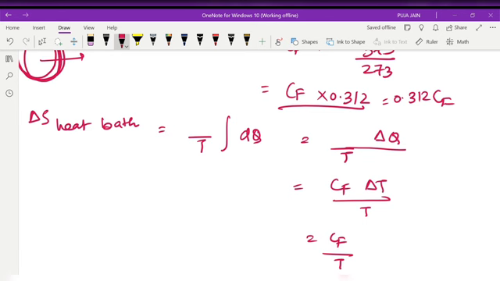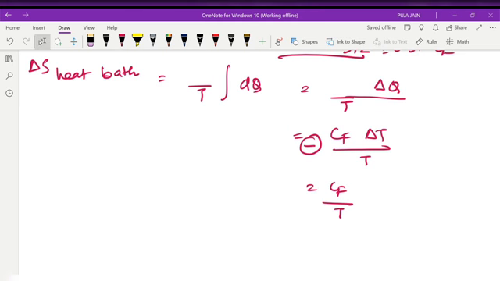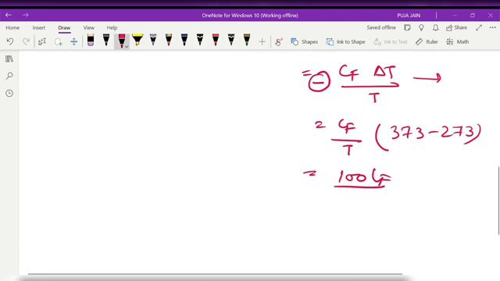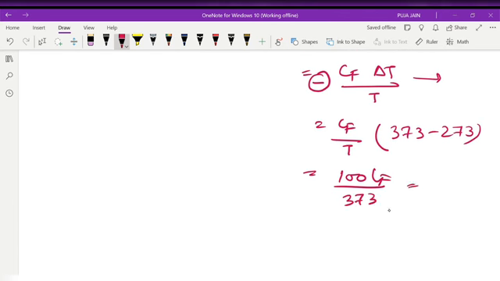Here del q is negative. Why? Because for the heat bath there is a loss in heat. The heat bath is what gives the heat for the rise in temperature of the fluid from 0 to 100 degrees Celsius. The fluid is getting the heat from the heat bath, so there is a loss of heat in the heat bath, and here we will get a negative sign. Delta T is 373 minus 273, so 100 Cf, and the temperature T is 373. This value I have calculated: minus 0.268 Cf.